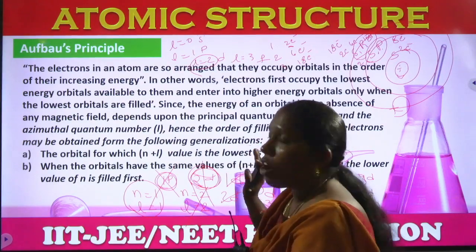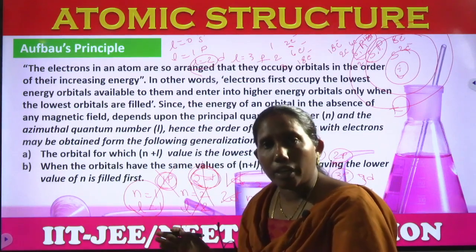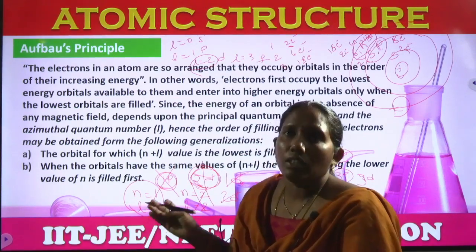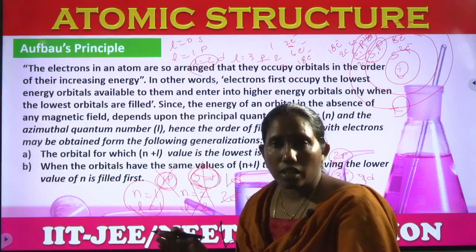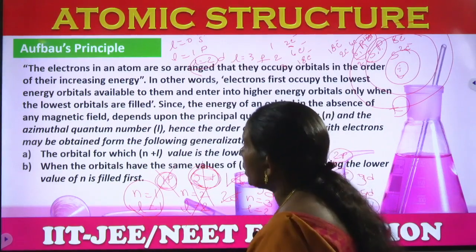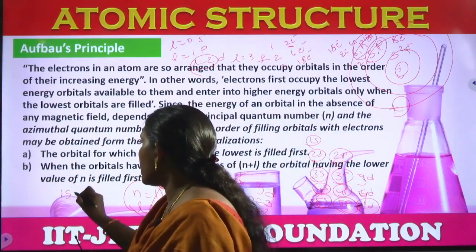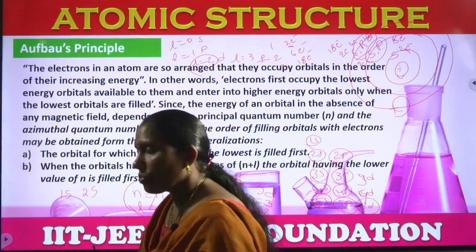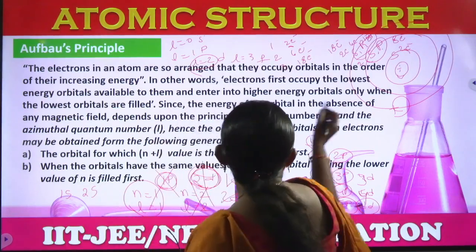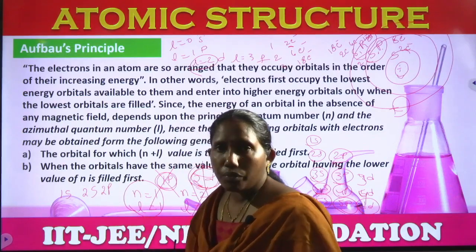So what is the Aufbau principle explaining? While the electrons are accommodating, the lowest orbital will take the electrons first. Electrons enter into the lowest orbital first. So here you can get one doubt. Suppose 1s is there, 2s is there. Second orbit, if you come, 2s, 2p, 2d. 2s is there, 2p is there, not 2d.